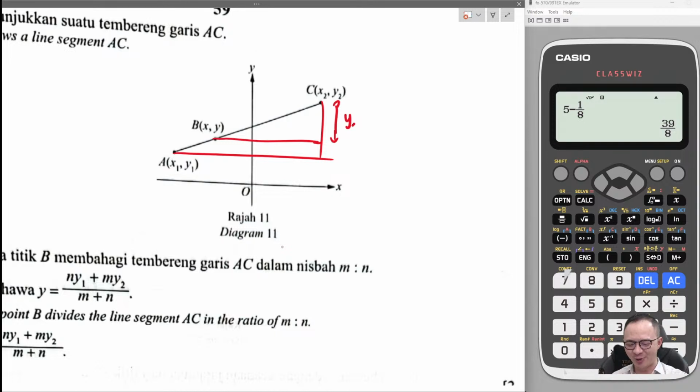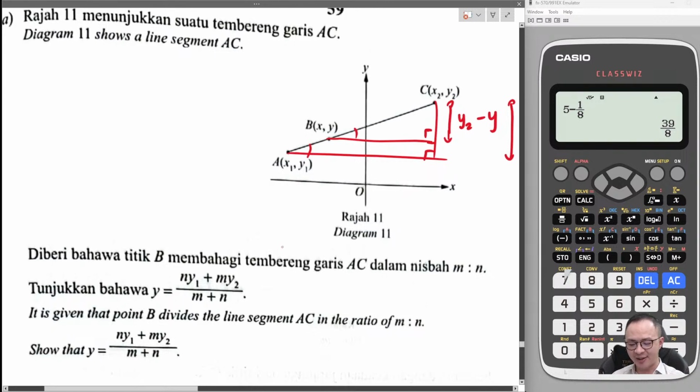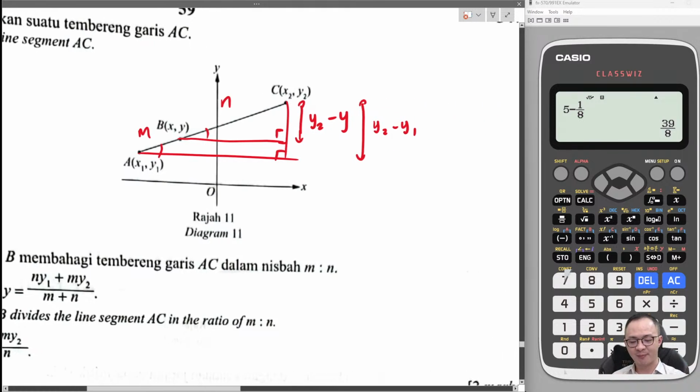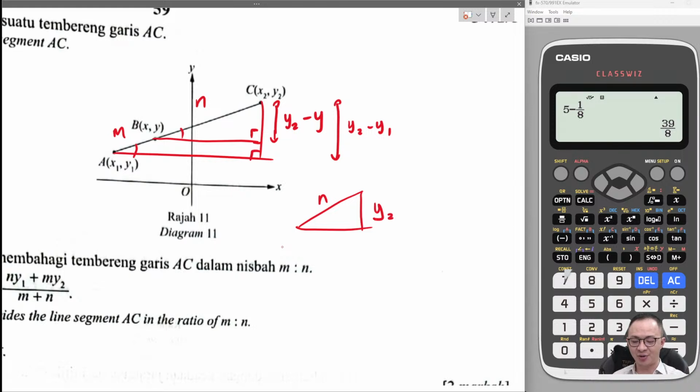Okay, here is y2 minus y1 minus y, right? This triangle, I do similar triangle. You should be able to see some similar triangles, right? 90 degree, 90 degree. So we'll do some similar triangle comparing, okay? This is y2 minus y1. Let's say, does the question give us m and n? B divides the line segment AC into, okay, this is m, this is n. Okay, then by comparing the similar triangles, I'm not sure whether you learned this before or not, but if not, I teach you now.